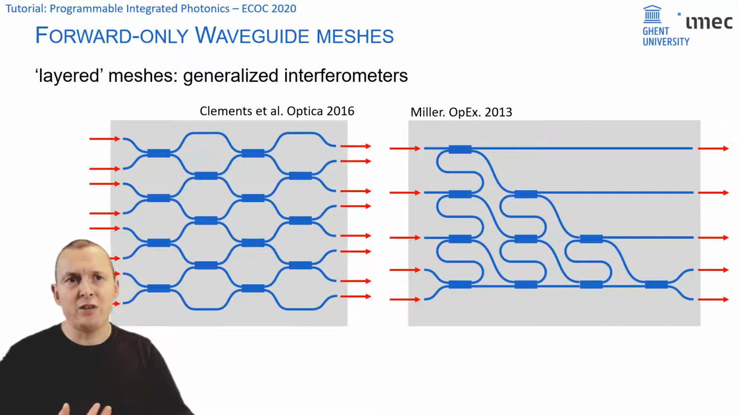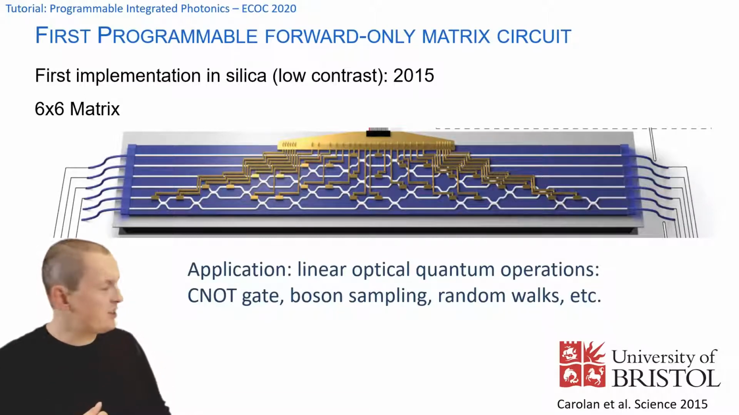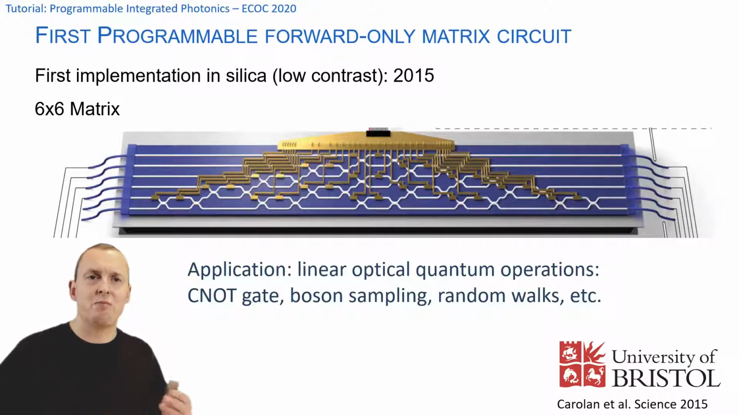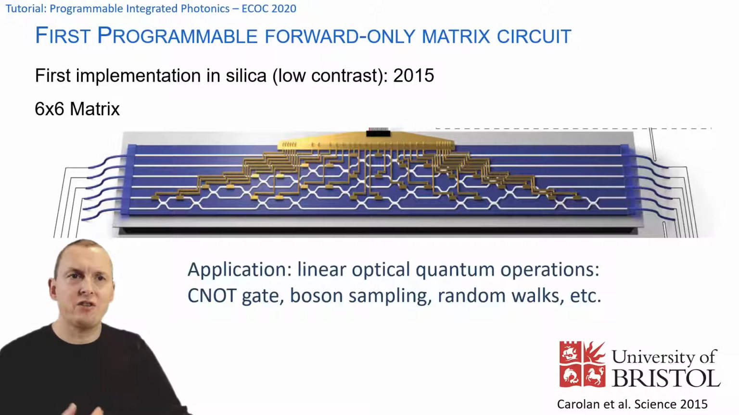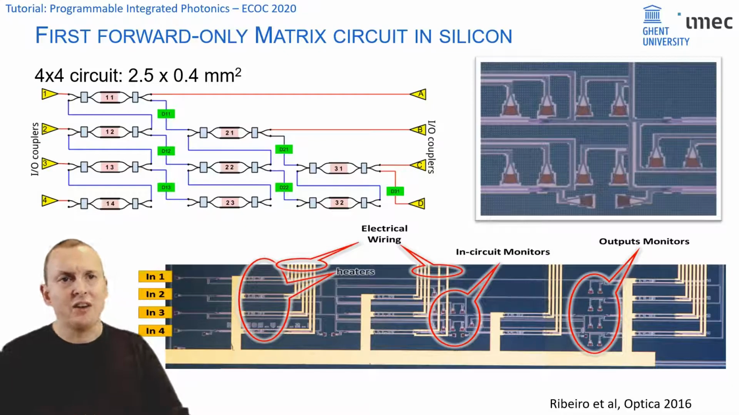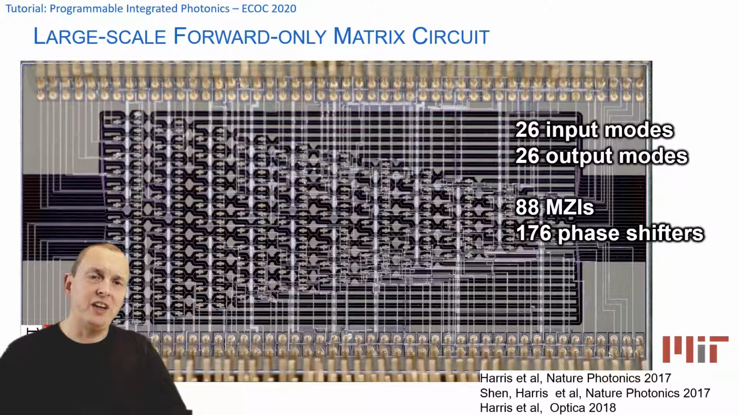And that's why the first demonstrations of such waveguide circuits were essentially in these triangular meshes. So this is the first programmable photonic circuit that got demonstrated. It's made in silica, so it's quite large, and it consists of a 6x6 interferometer. The first demonstration in silicon, which was much smaller in size and was only a 4x4, was done by our group in Ghent, which showed a universal coupler. And then a year later, we already see a much larger version demonstrated by MIT with 26 inputs and 26 outputs.